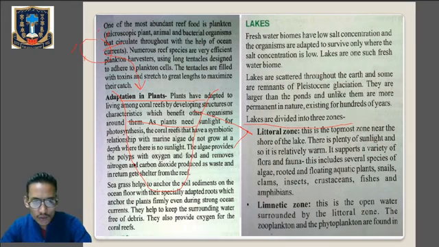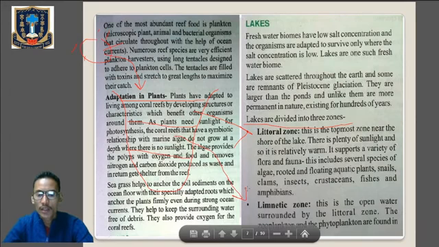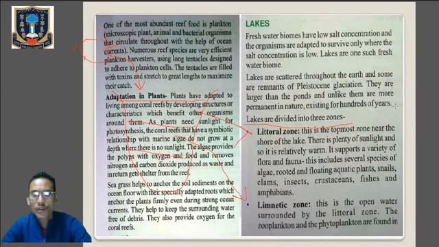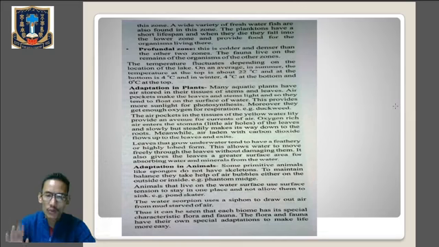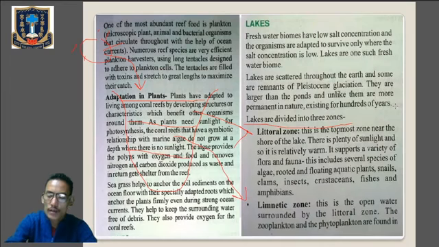Then the next zone comes, the limnetic zone. This is the open water surrounded by the littoral zone. The zooplankton and the phytoplankton are found in this zone. So we will find the zooplankton and the phytoplankton, the microscopic plants and animals, in the limnetic zone.